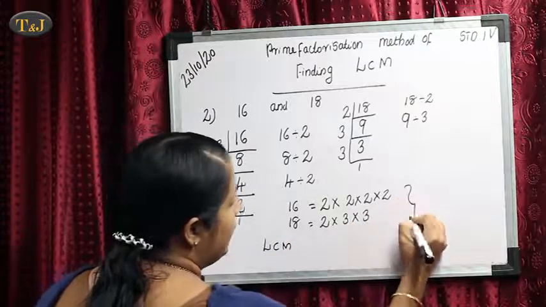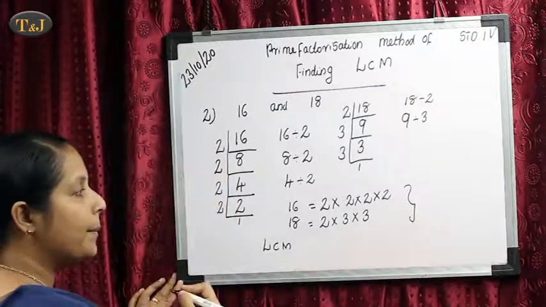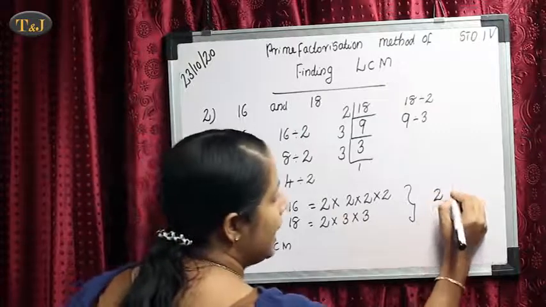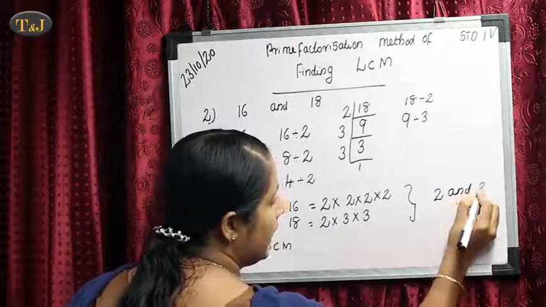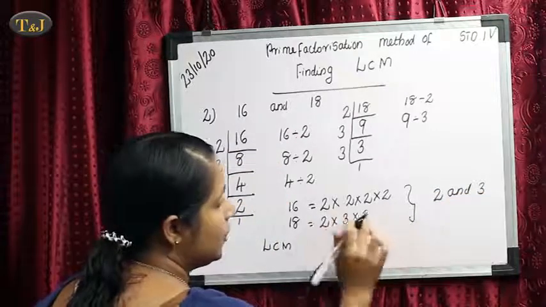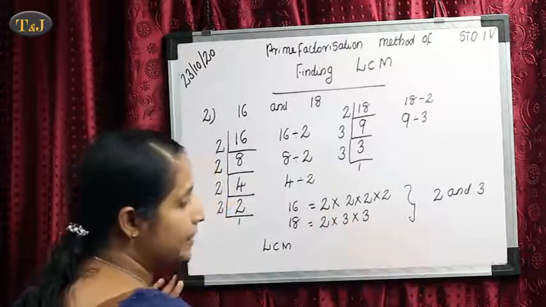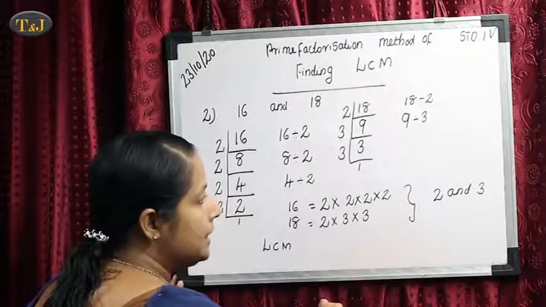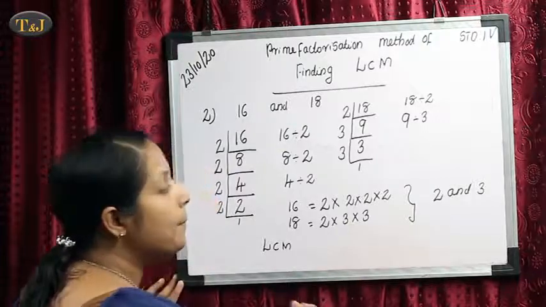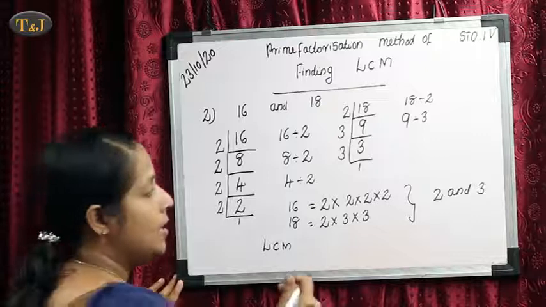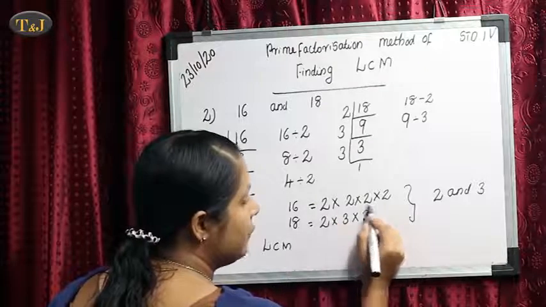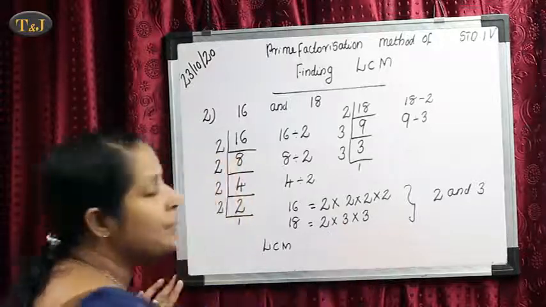Before that we want to select the prime factors. Here our prime factors numbers are 2 and 3. Here 2 is a prime number and 3 is a prime number. Our LCM means the product of these prime numbers that have occurred the maximum number of times. So, our first number 2: here 2 is repeated 4 times, here 2 is repeated 1 time.